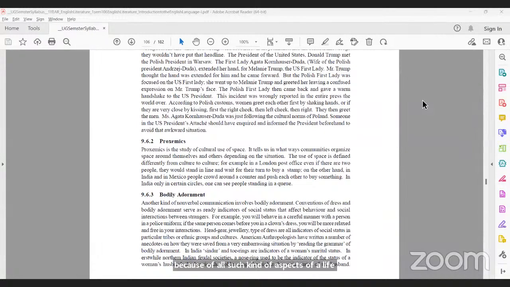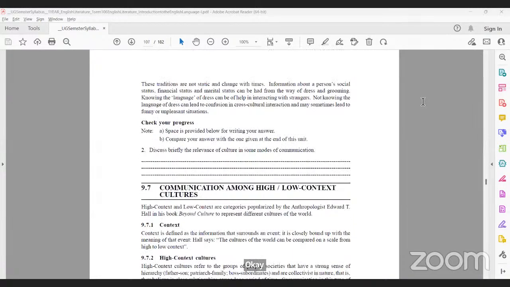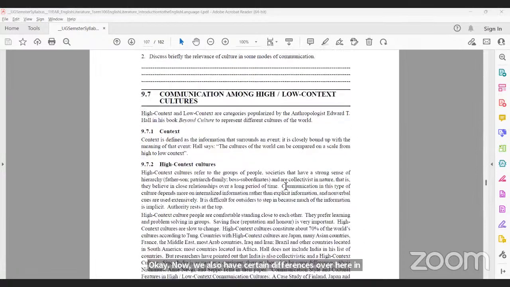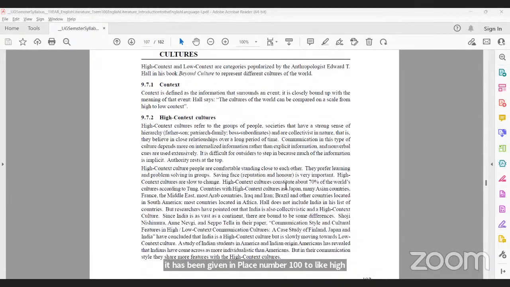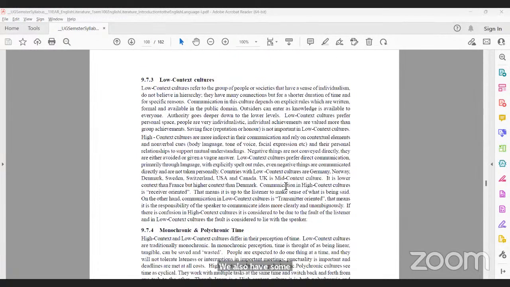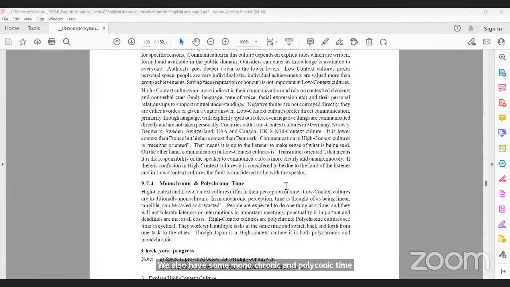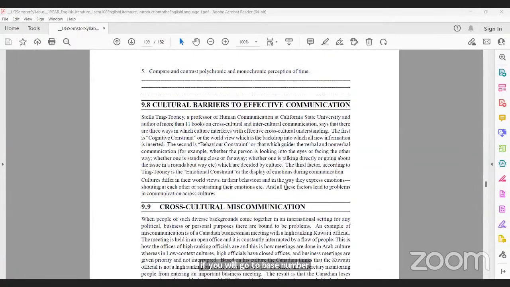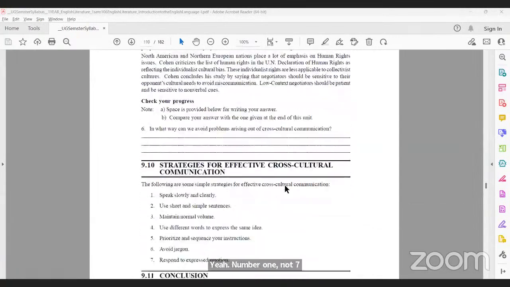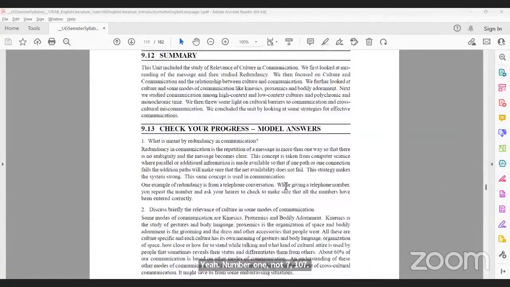Okay. Now we also have certain differences over here. It has been given on page number 102: high context culture and low context culture. We also have monochronic and polychronic time. I think it will be easy for you to understand if you go to page number 107. There are certain questions. Check your progress. Model answers are there.